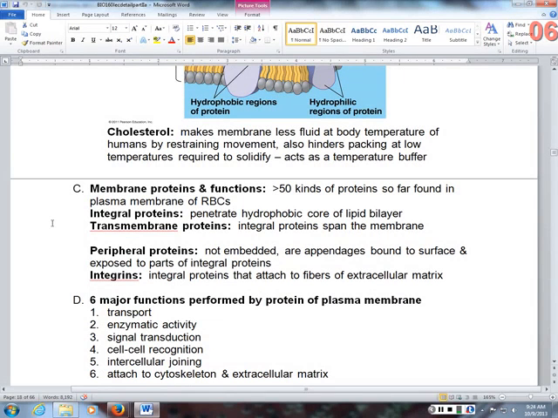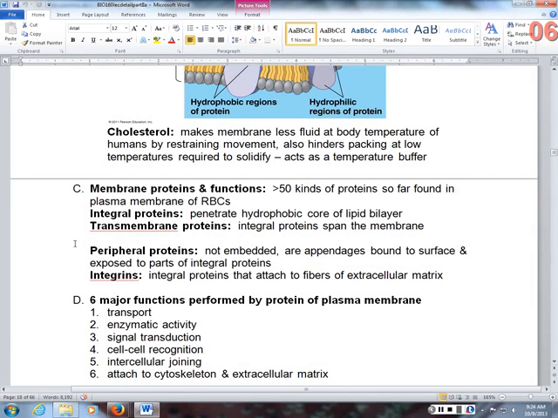When we look at their functions, we've tried to group them into what they do and categorize them, rather than saying this is protein A, it does this, this is protein B, it does this. Rather, this group has this type of behavior, this group does another type of behavior. So your integral proteins are going to be the ones that penetrate to the hydrophobic core of the lipid bilayer. Your transmembrane proteins are going to span the entire membrane.